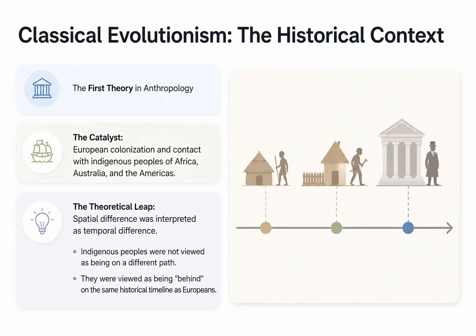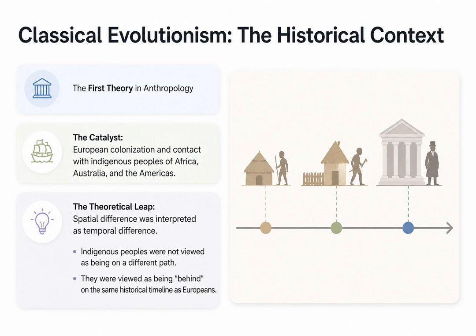All these ideas of progress culminated in the first formal theory in anthropology, classical evolutionism. This theory emerged during the era of colonization, as Europeans encountered indigenous tribes in Africa, Australia, and the Americas. Viewing themselves as the pinnacle of scientific progress, Europeans had to explain who these people were. They made a massive theoretical leap. They interpreted spatial difference as temporal difference. They believed these tribes weren't just living differently in a different place. They were literally living in the past.